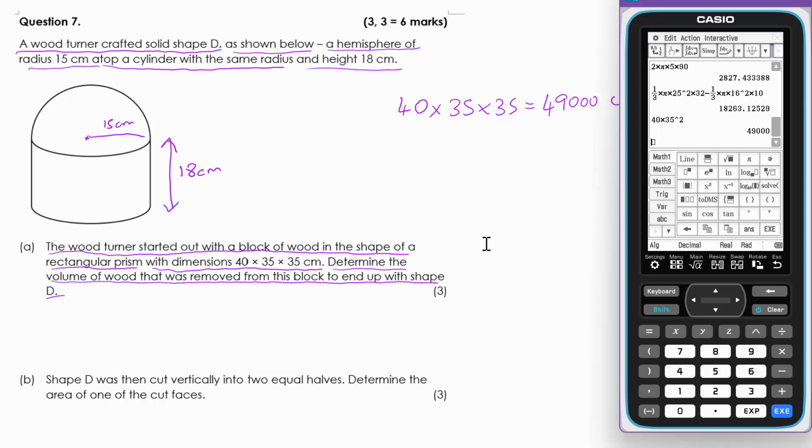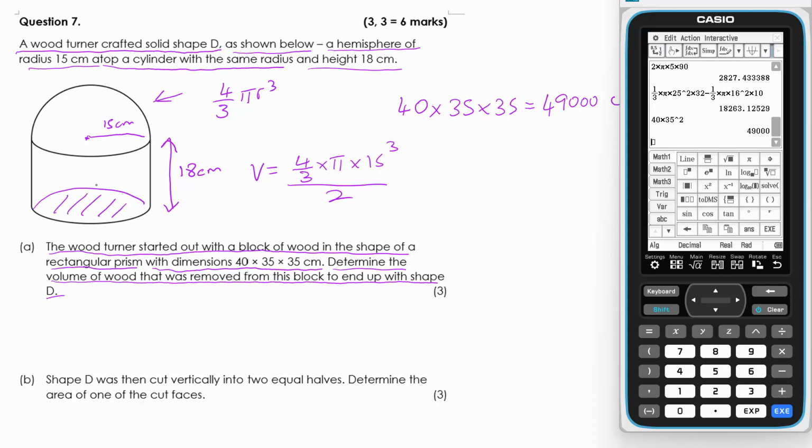Now, what about the shape that we have here? So we've got a hemisphere. The volume of a sphere is 4/3 pi r cubed. So for the shape that we've got, we're going to have 4/3 times pi times 15 cubed and divide it by 2 because it's only a hemisphere. And then the volume of a cylinder is the area of the end times the height. The end is a circle, so that's going to be pi times 15 squared, pi r squared, times the height, which is 18.